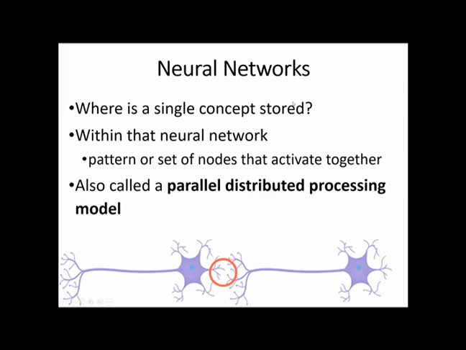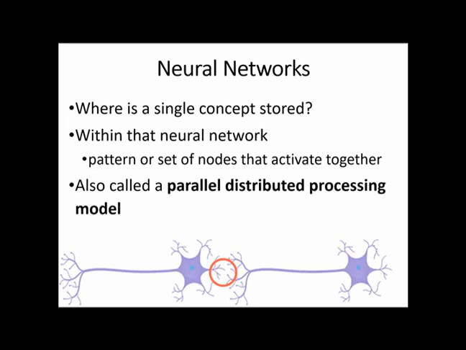So if a single neuron isn't a particular concept, then where are our single concepts stored? They seem to be stored within a neural network, within the distribution of the neural network. So a pattern or set of nodes that activate together. What we mean by this is, if you look at somebody's brain in one of our imaging scans, we can see the neurons or collections of neurons, though we can't really get a strong resolution like that.